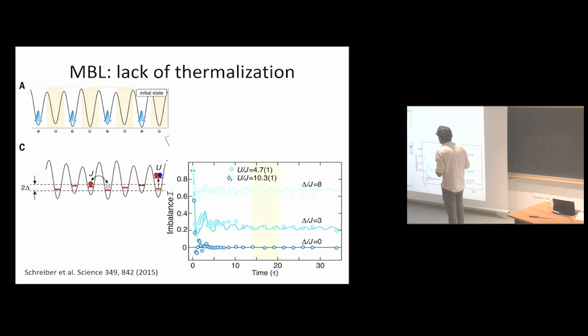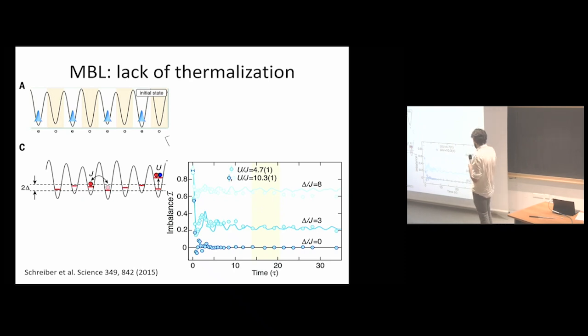This is a famous paper where MBL, so many body localization, was observed in 2015. So what they do is they prepare a state very far from equilibrium, where you have occupation of every other lattice site. You have some tunneling, interactions, and disorder. And what they observe is that they measure the imbalance over time. The imbalance relaxes to some finite plateau. It doesn't go to zero. And that is a manifestation of the fact that there is no clear thermalization, at least for some time.